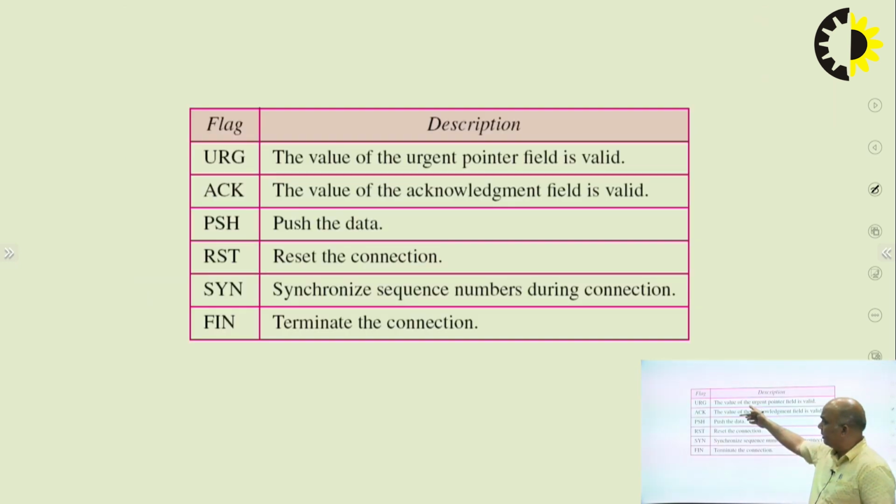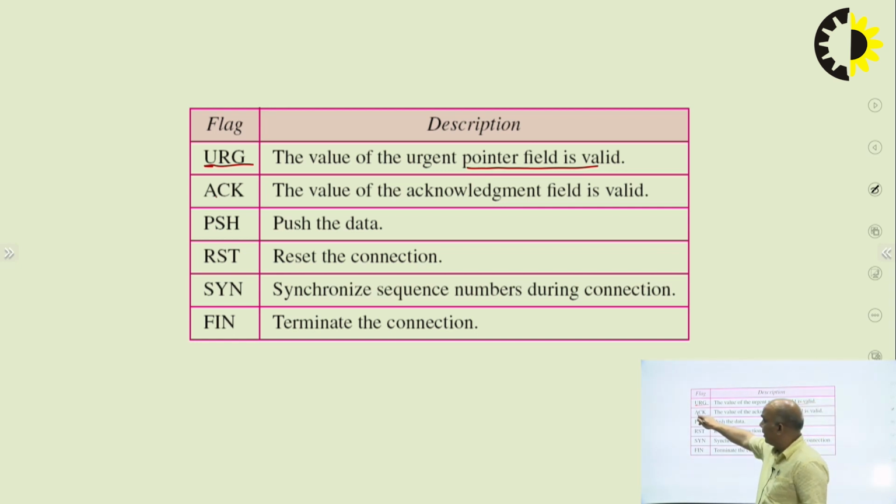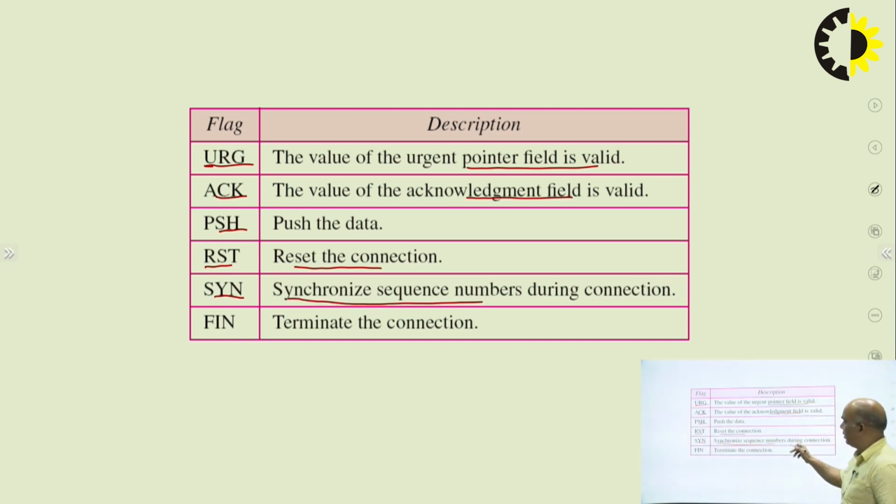As mentioned, these are the flags. Urgent is used to validate the value of the urgent pointer field. Then we have acknowledgement, which is used for the acknowledgement field. Then we have push, to push the data. Then we have reset, the reset flag: if the reset flag is set, then we need to reset the connection. Then we have sync, the synchronization flag, which is used for the sequence numbers when the connection is being generated. Then we have finish, which means we terminate the connection.